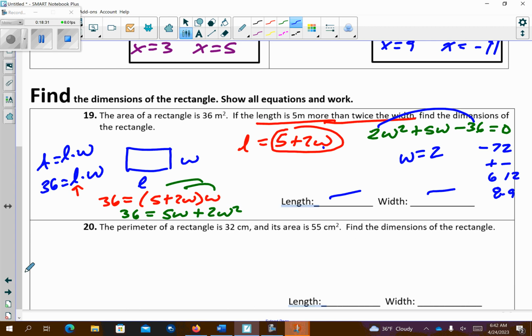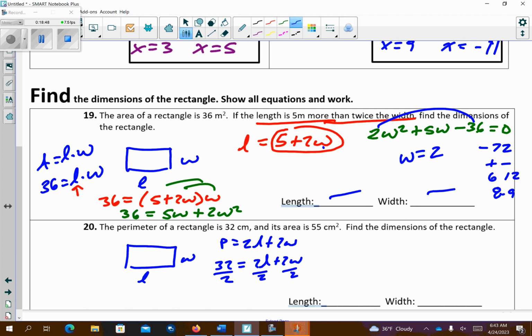I'm sorry. Okay, the perimeter of a rectangle. So we have a rectangle, so we have a length and we have a width. Perimeter is equal to 2L plus 2W. And we know the perimeter is 32. We can actually break this down. We can divide everything by 2. So I'm going to get 16 equals L plus W. This will be pretty nice. And then they tell us the area, which is length times width, is equal to 55, L times W.